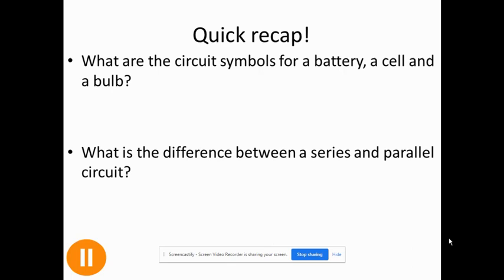So what are the circuit symbols for a battery, a cell and a bulb? What is the difference between a series and a parallel circuit? So if you pause the video now.